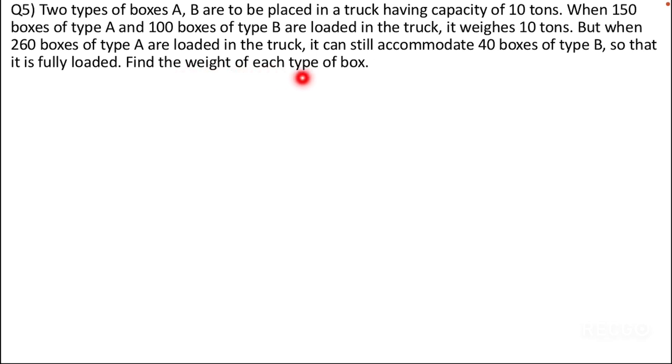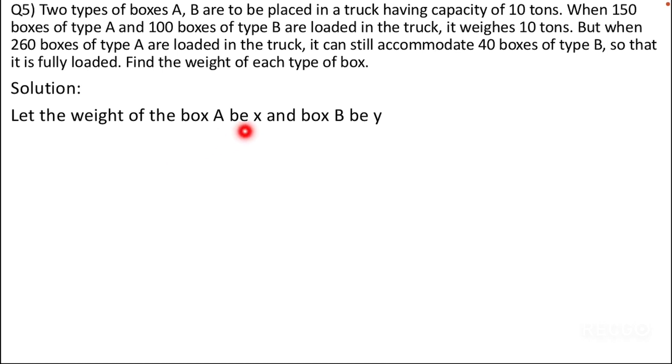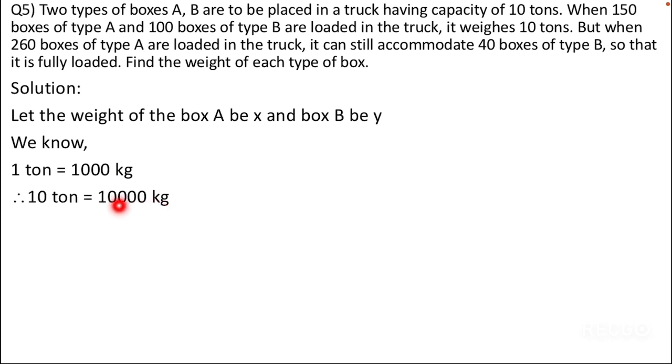So let us assume that the weight of box A is x and box B is y, since we have to find the weight of each box. Now you can see that they have given the capacity of trucks in the form of tons, that is 10 tons. So we will change this unit into kg. So we know that 1 ton is equals to 1000 kg. If you don't know, you have to remember this, that 1 ton is equals to 1000 kg. It will help you. So 10 ton will be how much kgs? 10,000 kgs. So now we know that 10 ton is equals to 10,000 kgs.